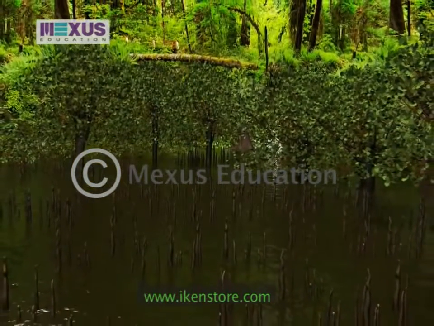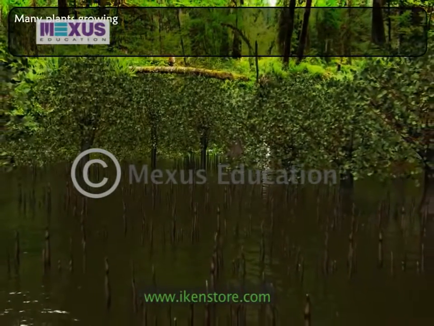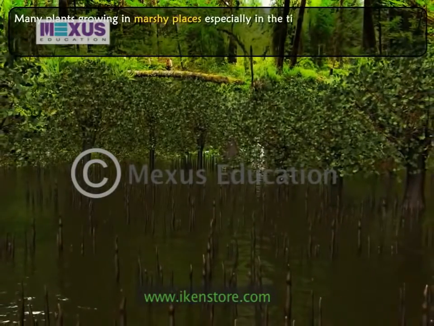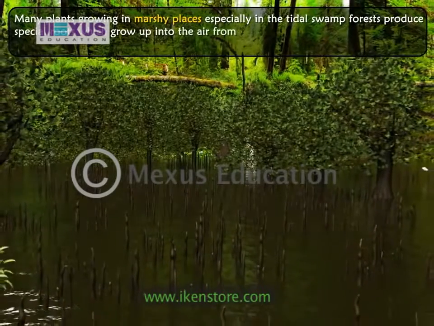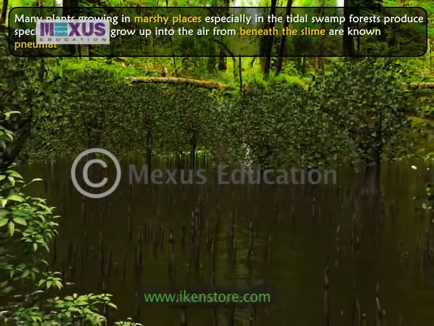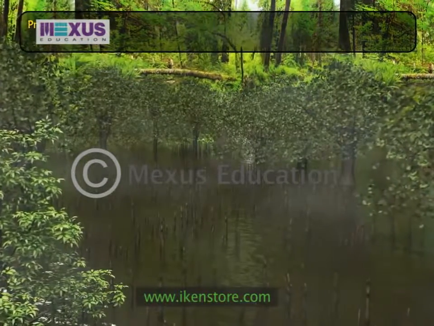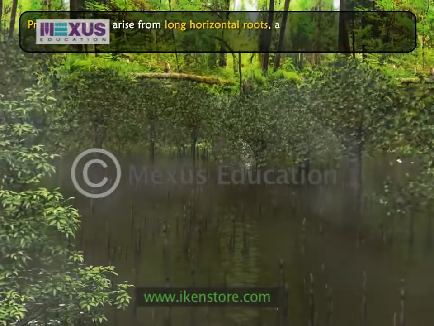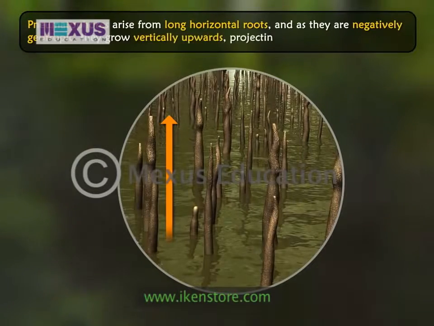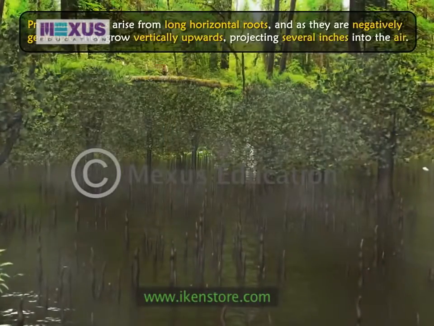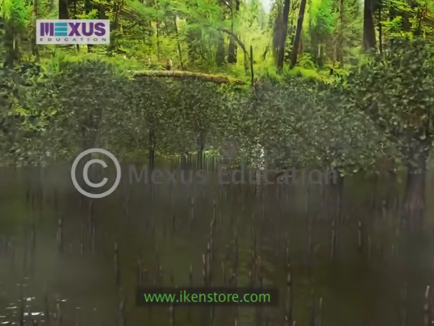Then we have the branch root modification, pneumatophores. Many plants growing in marshy places, especially in the tidal swamp forests, produce special roots which grow up into the air from beneath the slime and are known as pneumatophores or breathing roots. Pneumatophores arise from long horizontal roots, and as they are negatively geotropic, they grow vertically upwards, projecting several inches into the air. They often occur in large numbers around the trunk of the tree.